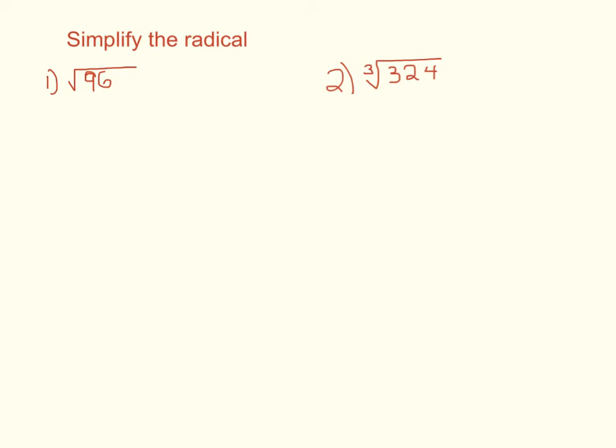All right, so we're going to look at how to simplify a radical. We want to start here by taking a look at the square root of 96. Our first step here is we want to find the prime factorization of 96. So let's do that over here.